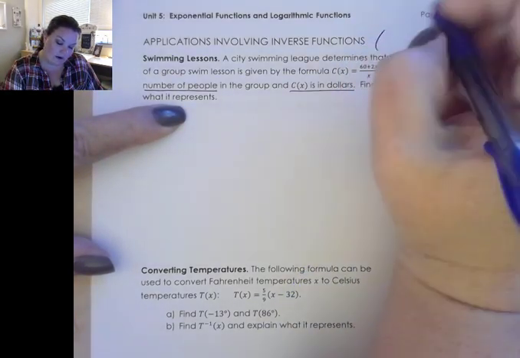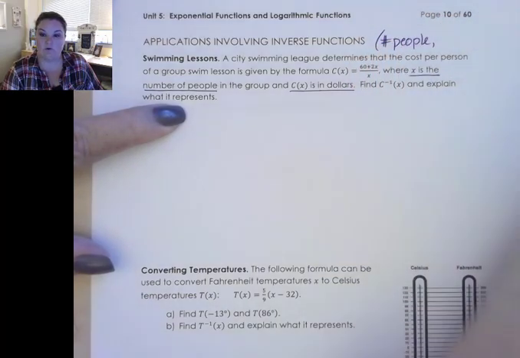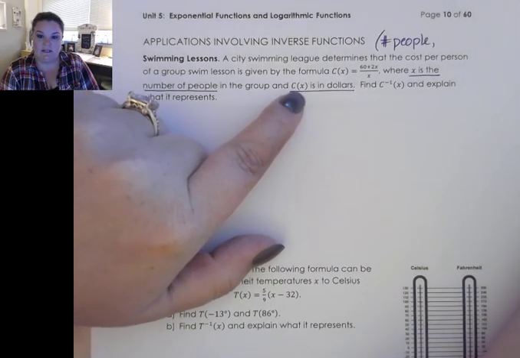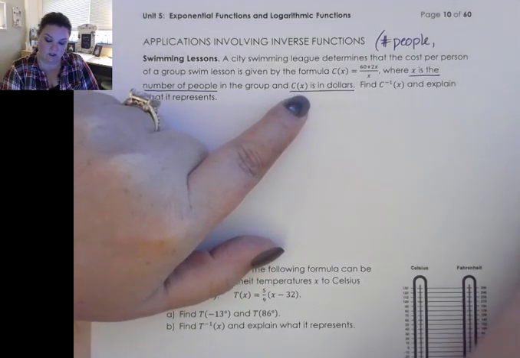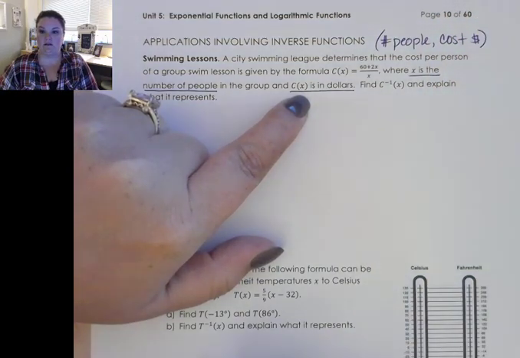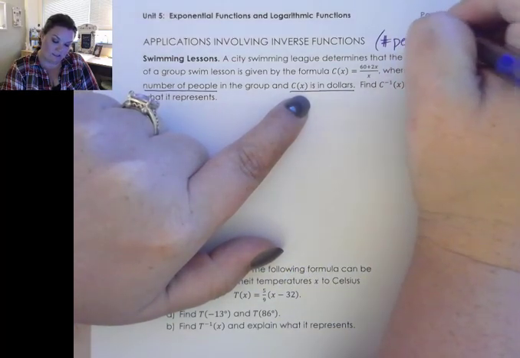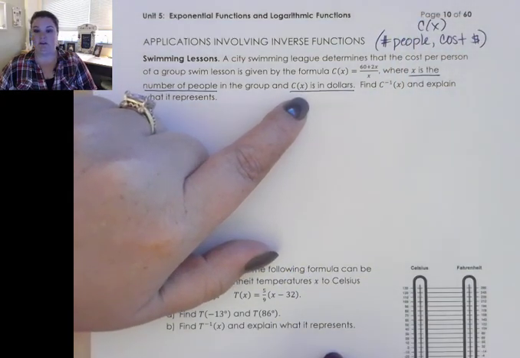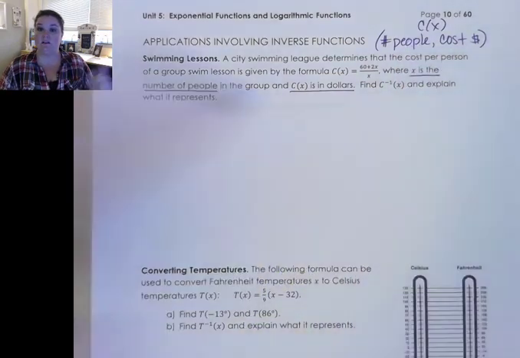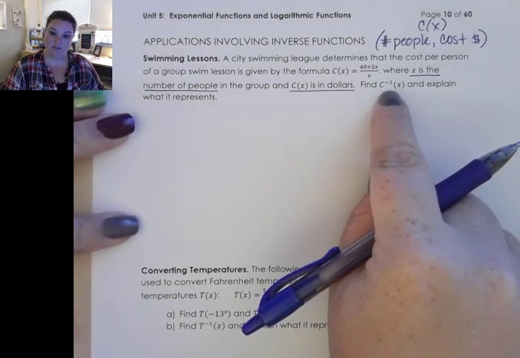So in our ordered pair, we have the number of people in the group that we're plugging in. And then our function is telling us the cost in dollars. So this is what my original c of x represents. If I want to figure out what c inverse represents, these would be swapped. So let's go ahead and figure out what c inverse is.